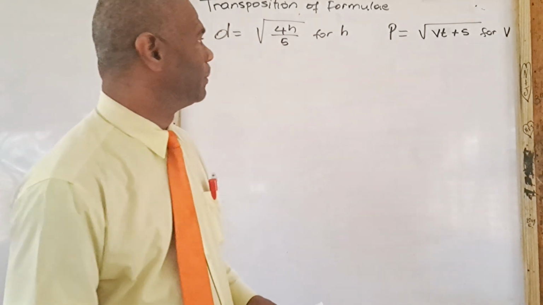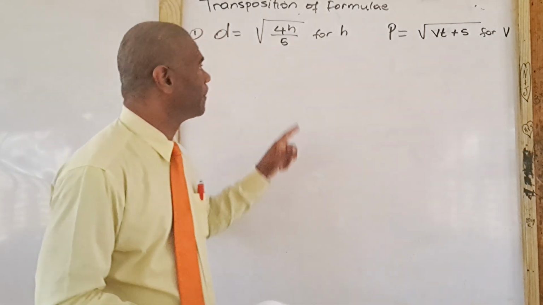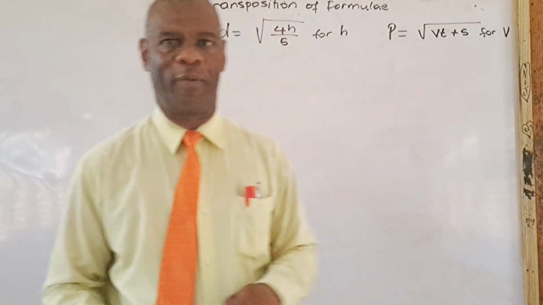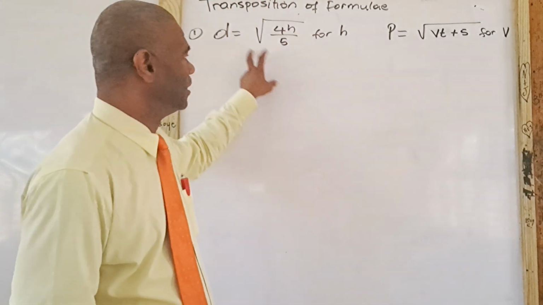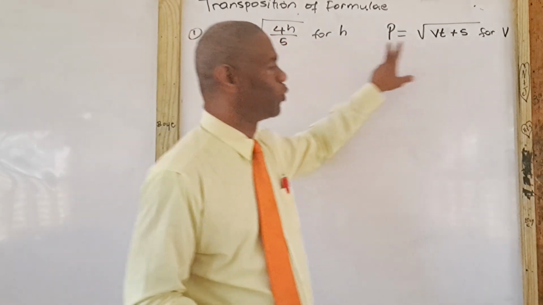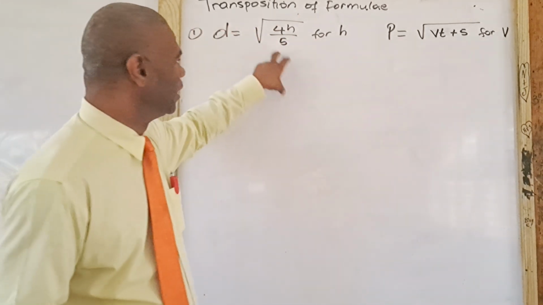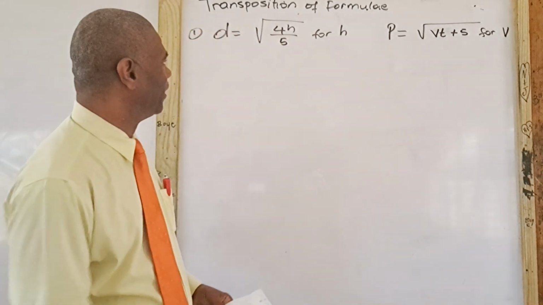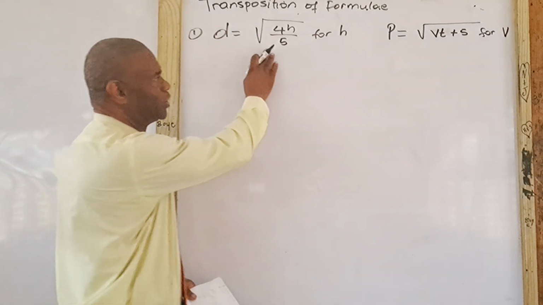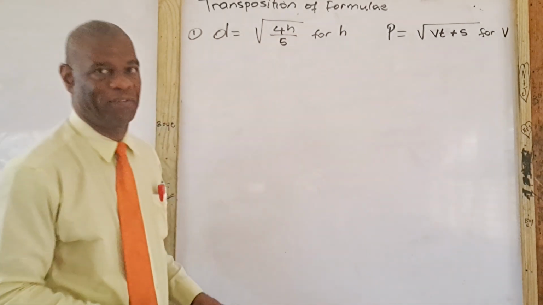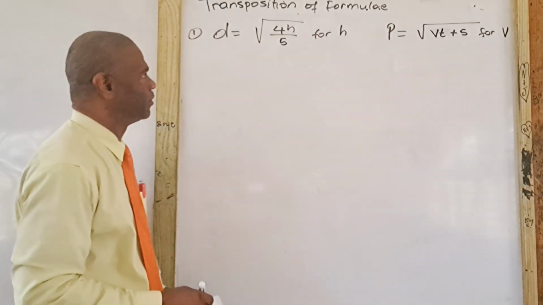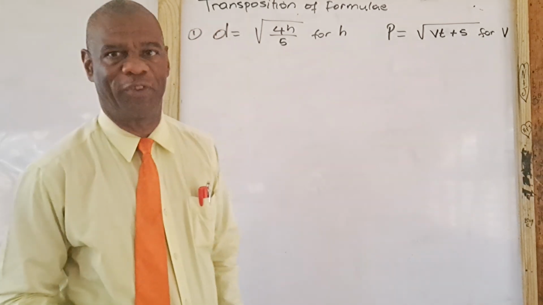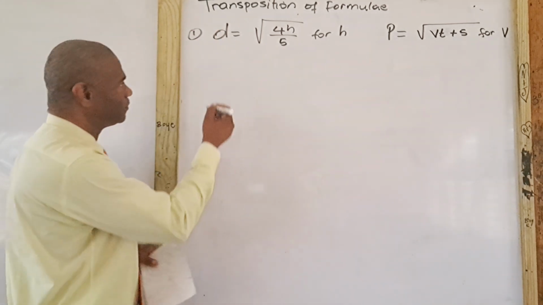Alright, so what we are going to be looking at in this session, we're going to continue looking at transposition of formulae. We're going to look at some of these formulas with the square root. Somebody requested that we do these, so for better understanding, let's go. We have the first one: d is equal to the square root of 4h divided by 5, and we want to make h the subject of the formula.